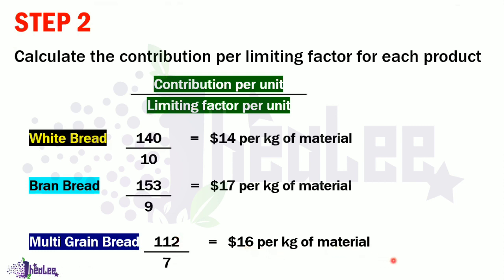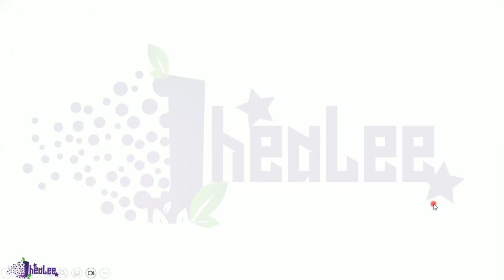So remember, in step 1, we generated the contribution per unit. And in step 2, we calculate the contribution per limiting factor for each product, where the formula is contribution per unit divided by the limiting factor per unit. And now that we have completed step 2, let's move into our next step, which is step 3.